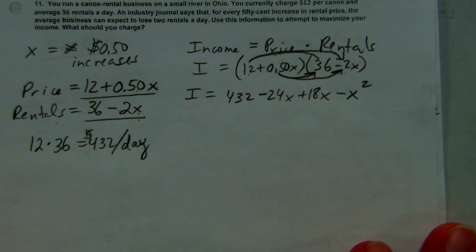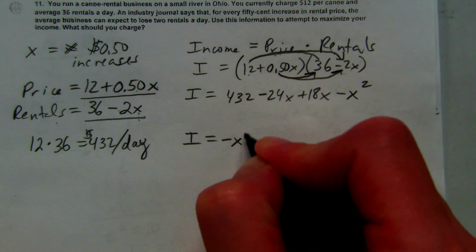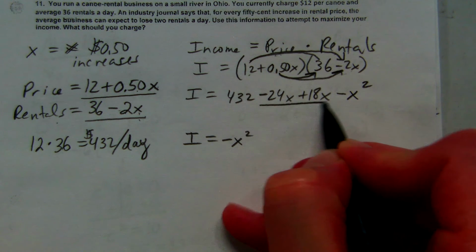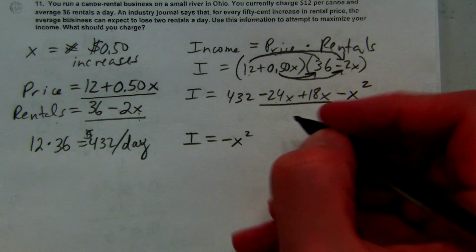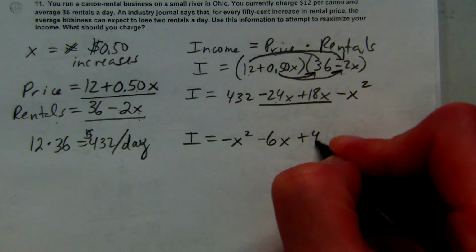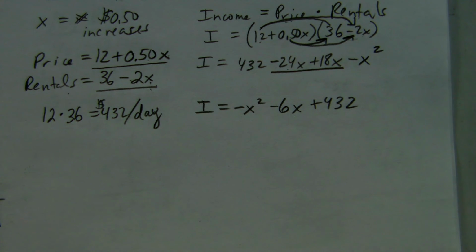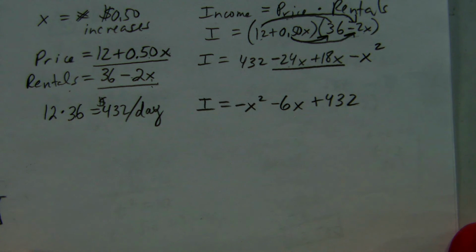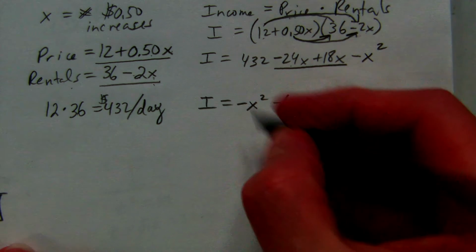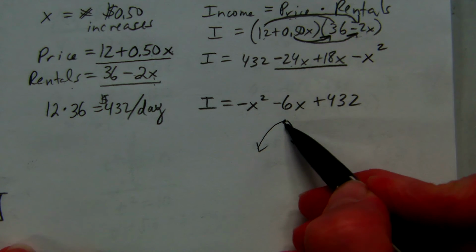All right, I'm going to rearrange this so it looks a little bit more like what we're used to. I'm going to put the negative x squared on the beginning. These are like terms that we can put together, so that's minus 6x, and then I'm going to put the plus 432 on the end. So if we're just strictly using algebra, we're maximizing our income. So this is a parabola. It's going to be like this. We're looking for that vertex point at the top.